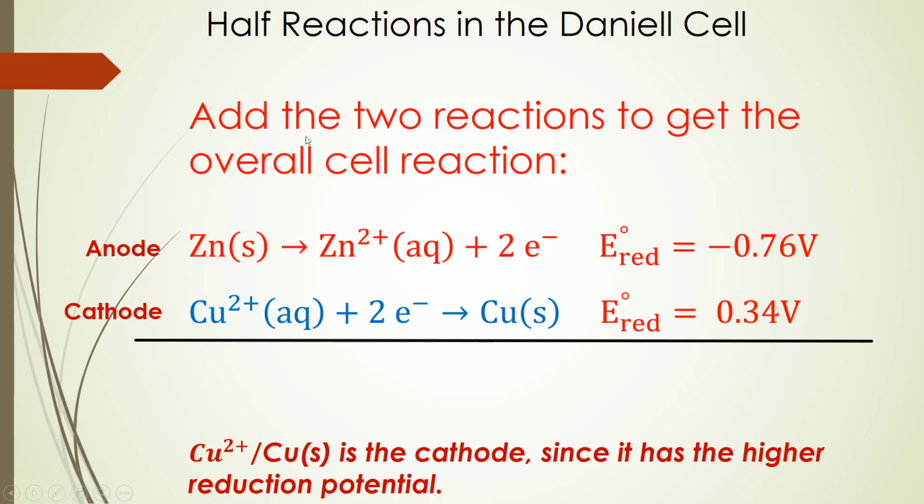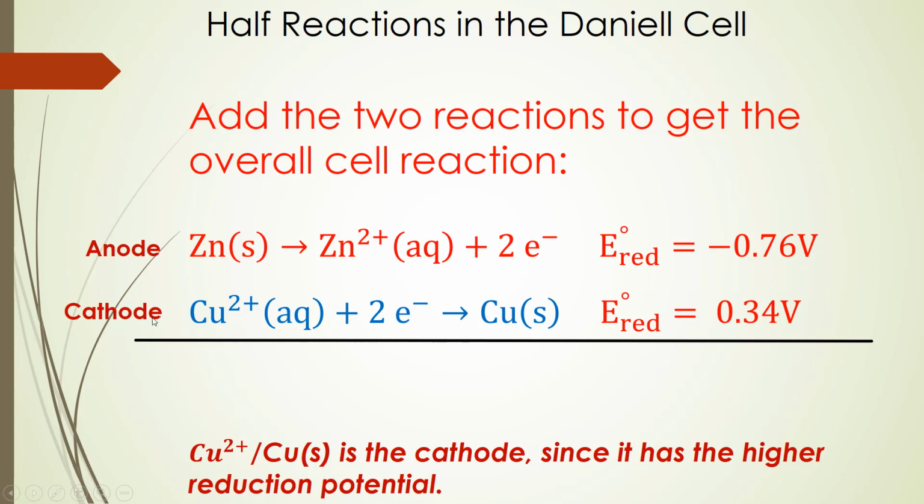Now, what we want to do to get the overall cell reaction is add the two reactions. Let's add the two half reactions in the Daniell cell, basically as practice, and we're also going to calculate the cell potential for the Daniell cell. We'll do that explicitly. Remember, the lower reduction potential element is going to be the anode. The higher reduction potential is going to be the cathode. So the anode is going to be zinc metal going to zinc 2 plus with 2 electrons. That's the reaction happening. Remember, we're dissolving that anode. And the reduction potential for that from the chart is negative 0.76 volts.